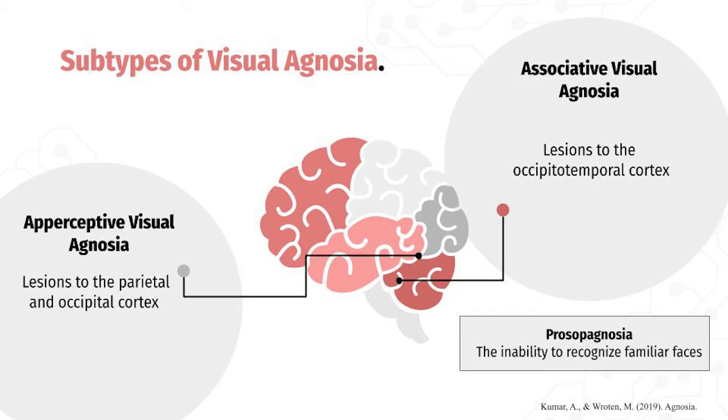Aperceptive visual agnosia is an abnormality in visual perception and discriminative processing, despite having no elementary visual deficits. This is associated with lesions to the parietal and occipital cortex. However, associative visual agnosia patients are characterized by difficulties in understanding the meaning of what they are seeing. This is associated with damage to the bilateral inferior occipitotemporal cortex.